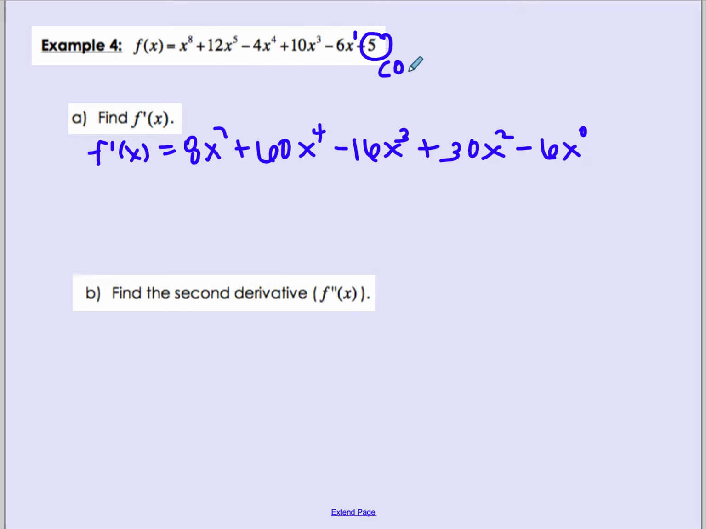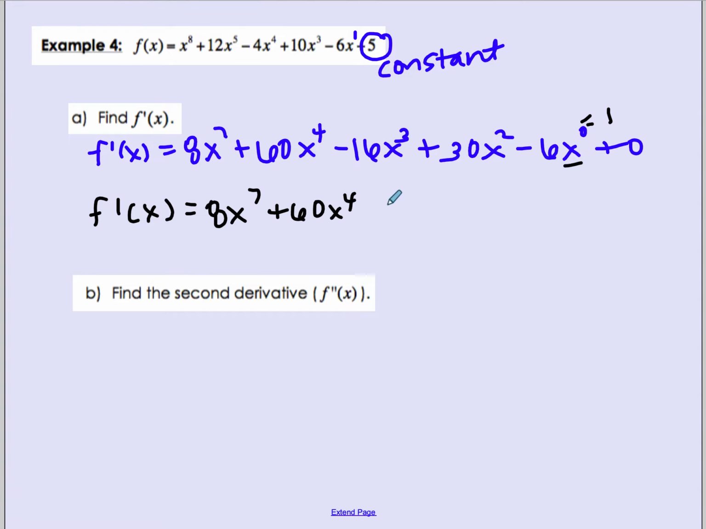5 is a constant, so we must remember that the derivative of a constant is 0. I'm just going to rewrite this. The biggest thing is x to the 0, you guys, is equal to 1. So my first derivative, f prime of x, is equal to 8x to the 7th plus 60x to the 4th minus 16x cubed plus 30x squared minus 6. Because it's really 6 times 1, so I just have 6. So that is my first derivative.